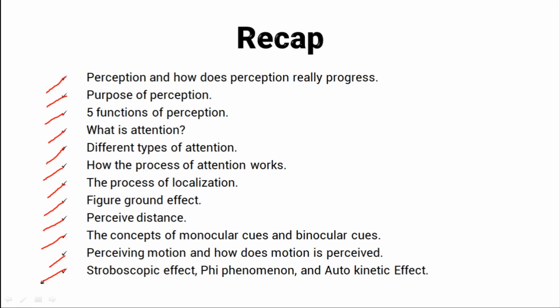Now we will pause here and continue our exploration in the next lecture, and in the upcoming lecture we will study the rest of the three functions of perception, which are recognition, constancy, and abstraction. We will learn how these processes work together to form our perception of the world.